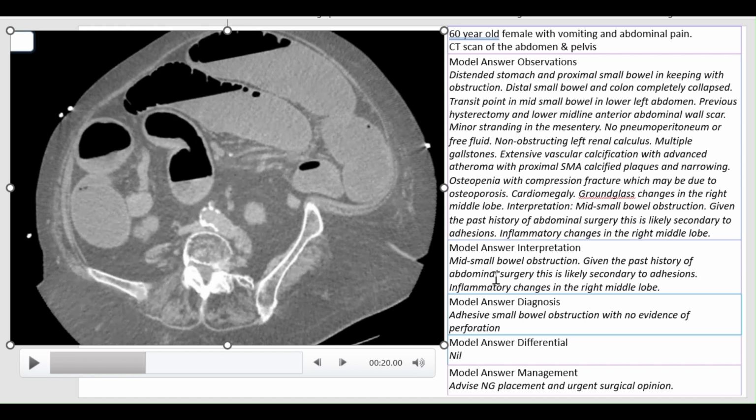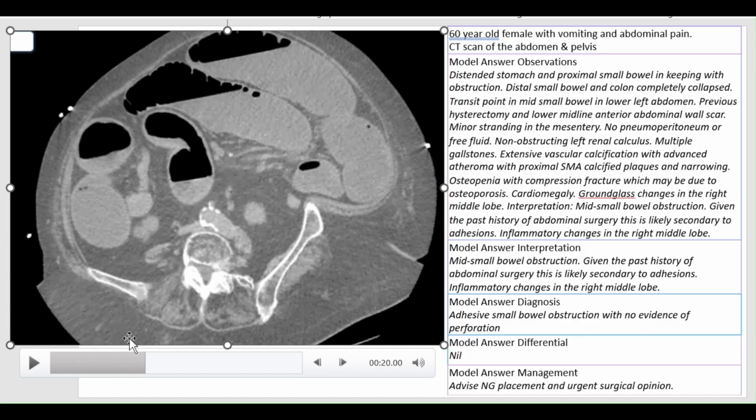Also, the ground glass changes in the right middle lobe may be related to the post-surgery state. So this is most likely to be inflammatory changes in the right middle lobe. Inflammatory changes in the right middle lobe and small bowel obstruction, mostly due to adhesion. But there is no evidence of perforation.